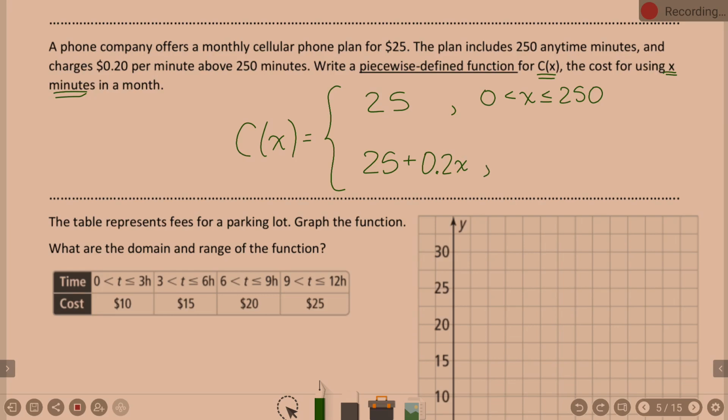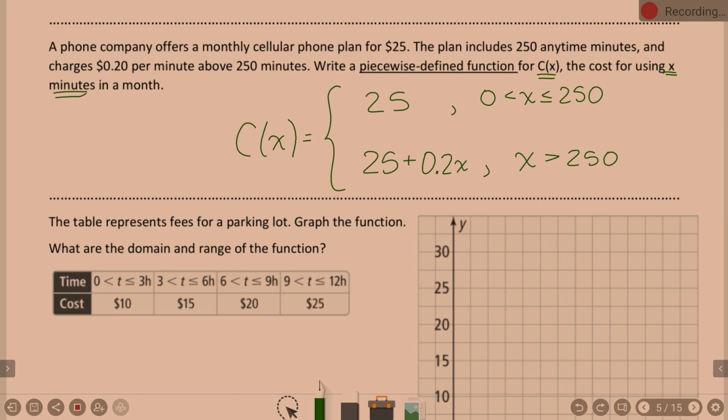When am I paying that? On what interval? When you go over 250? When I go over 250. So, and there's no cap on this, is there? It's not like 250 to 500, there's no cap in this problem. So just X greater than 250. Do I want equals to? No, because equals to was on the previous part, right? Okay, so that's a word problem scenario. It's just breaking into the pieces when you have an interval there.